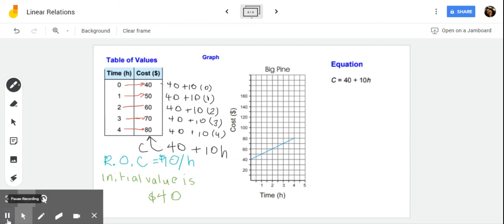So now we have successfully taken our words, created a table of values, created a graph, and come up with an equation. Hopefully you can do this again in the next example.